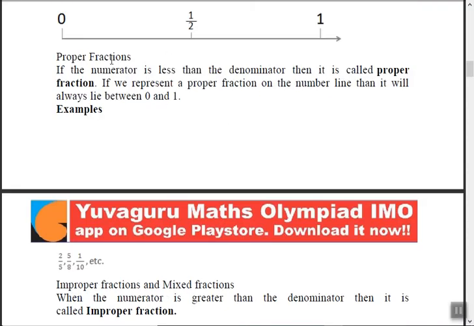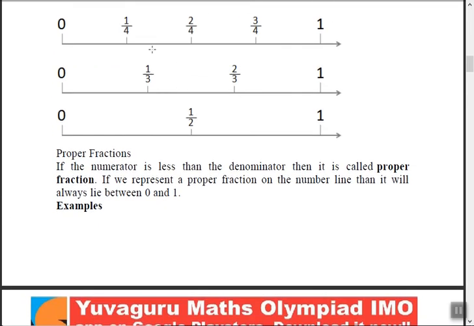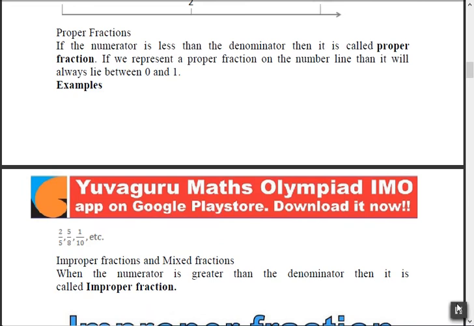Proper fraction. What is a proper fraction? If the numerator is less than the denominator, it's called a proper fraction. See this: 1/3, 2/3, 3/4. The numerator is less than the denominator. That's why it's proper.